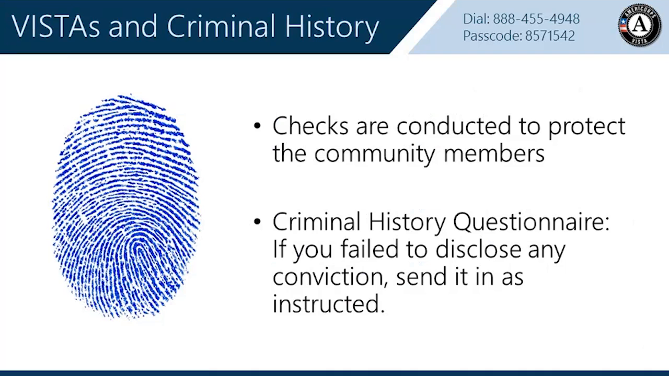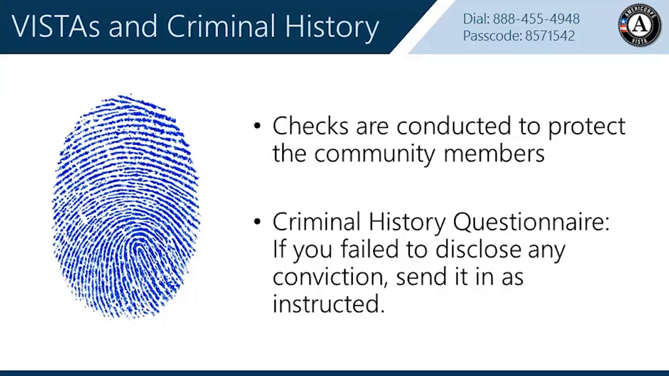Second, when you apply to be a Vista, we ask if you have ever been convicted of a crime. You may not have disclosed everything, not just 10 years back, or because you thought a DUI is a minor traffic violation, or that you were a minor and thought that it was expunged. If you fail to disclose any conviction in your my.americorps.gov application, fill out the criminal history questionnaire that's included with the fingerprint cards and send it in as instructed.